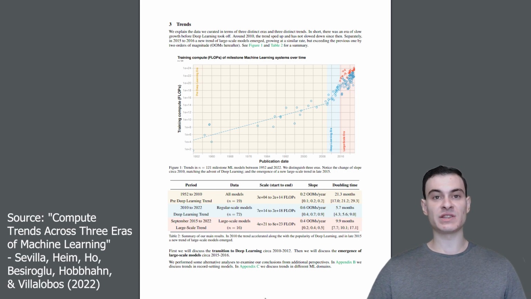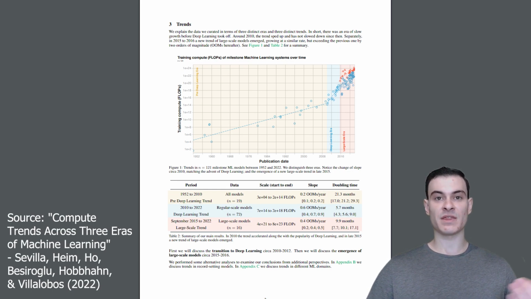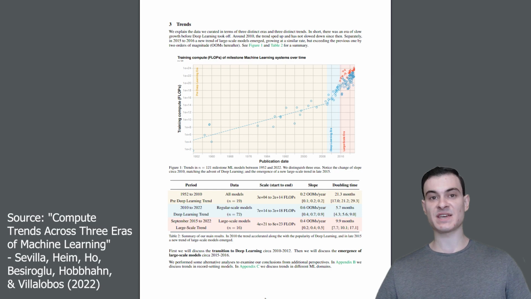The evolution of machine learning can be delineated into three distinct periods, each characterized by specific developments and growth in computational capacity. These three periods are the pre-deep learning era, the deep learning era, and the large-scale era. During the pre-deep learning era, from 1952 to 2010, compute for training machine learning models expanded according to Moore's law, experiencing a doubling time approximately every 20 months. In this time, advances in computing technology were primarily driven by improvements in hardware and transistor density.